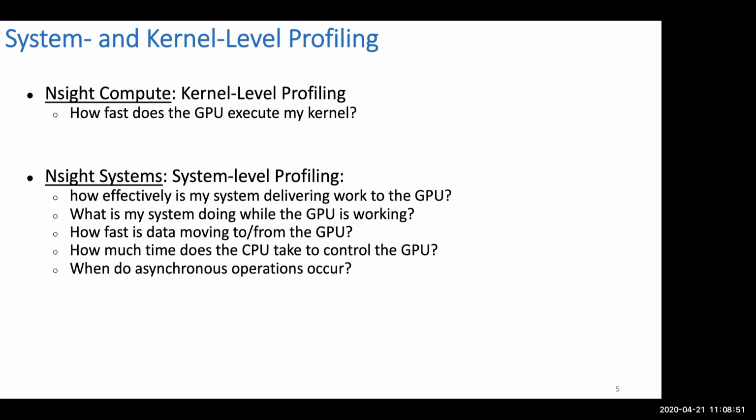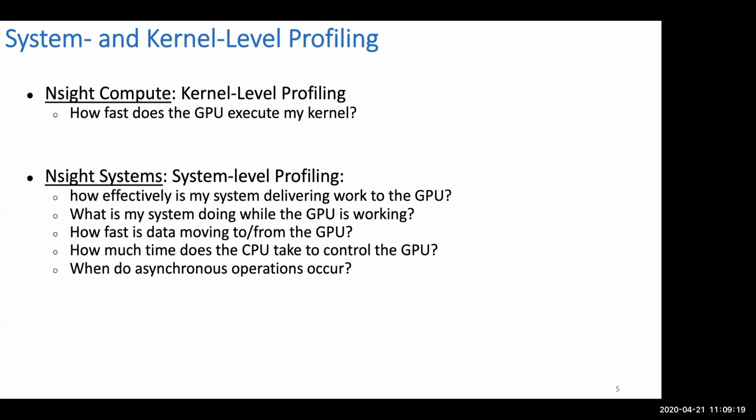So I mentioned briefly that we do some system level and some kernel level profiling. Nsight Compute is kernel level profiling. So the question is really, how fast is the GPU executing my kernel, and why is the kernel performing the way it does? This has nothing to do with getting data onto the accelerator. It's just for particular kernels, how fast and how well do they utilize the system?